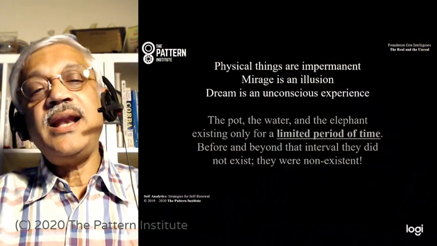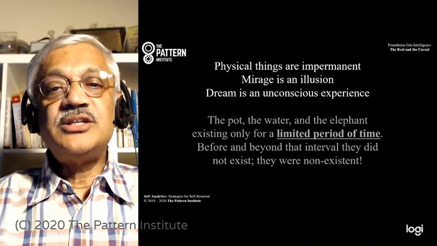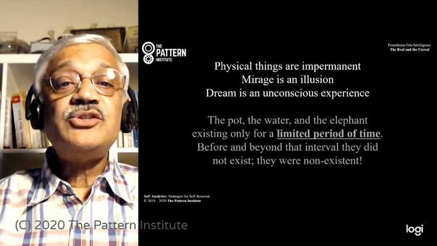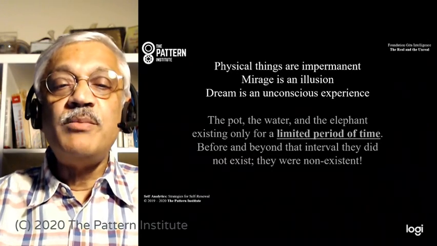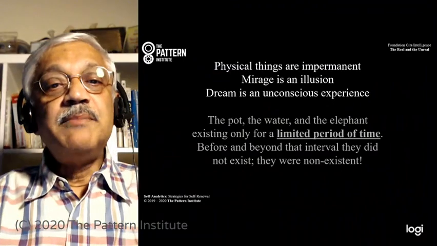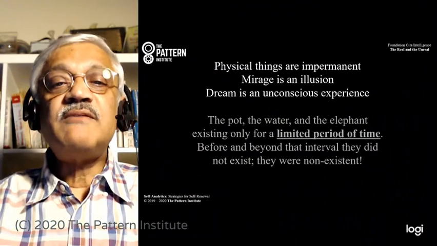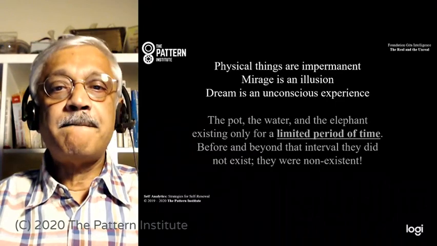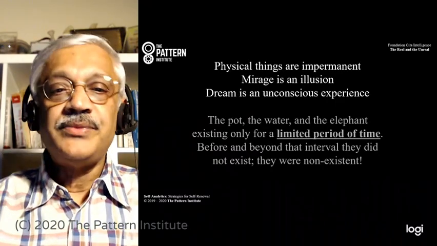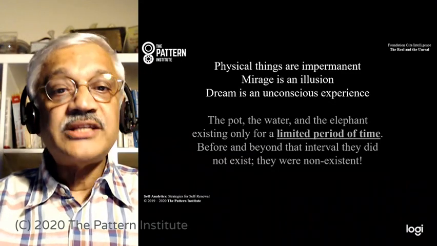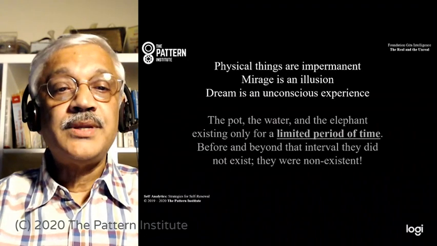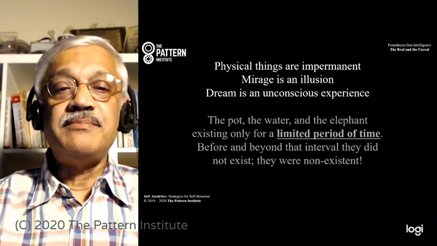Impermanence of physical entities was illustrated through the clay and the pot example. Impermanence of illusion through natural phenomena was explained by the mirage example. Impermanence of subconscious phenomena was illustrated through the dream example. Pot was real as long as it was in shape. Water was real as long as we were seeing the mirage. The elephant was real in the dream.